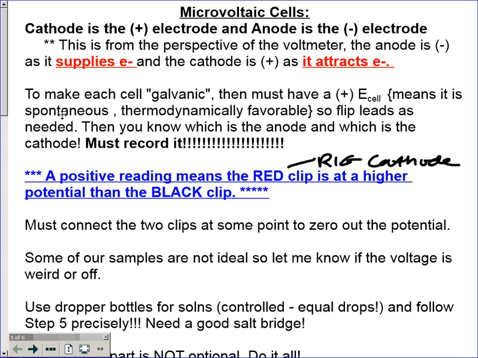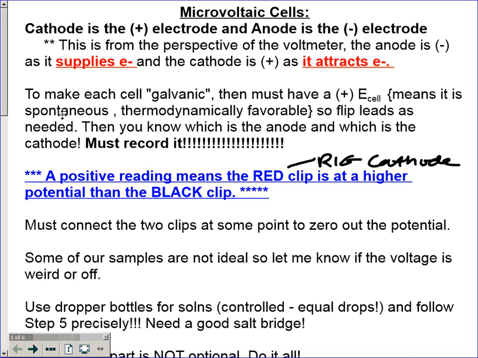And then to make all these galvanic, we can't have a negative E cell. So when you test, you're using a red alligator clip and a black alligator clip, touching two different metals. If that's negative, just like in the simulation yesterday when you were testing voltages, that means your clips are in the wrong place, so you flip them. So if you ever get a negative E cell or voltage, you need to flip your leads, which will mean that you now know who's positive, you now know who's negative, and that's going to be recorded as the anode or the cathode.